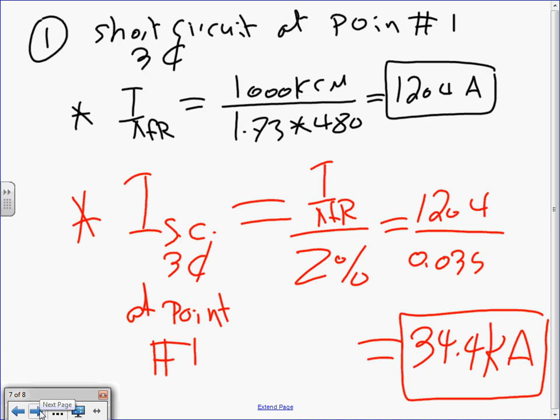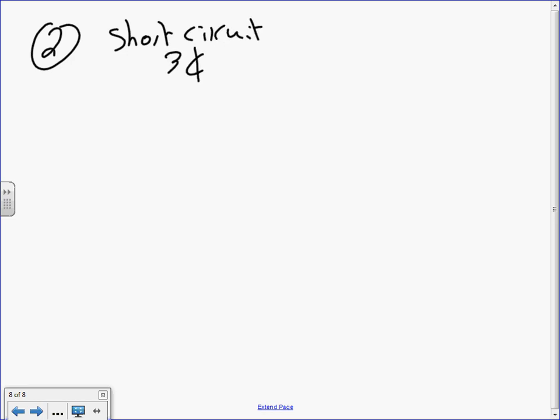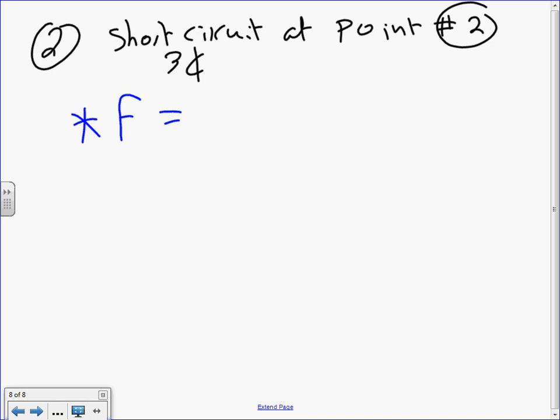So, okay, let's go to point 2. Everybody's good with point 1? All right, let's go to point 2. Point 2, short circuit, of course, always 3 phase at point number 2. The F factor. F for fun, not for the other F. So let's write the formula for my F factor.